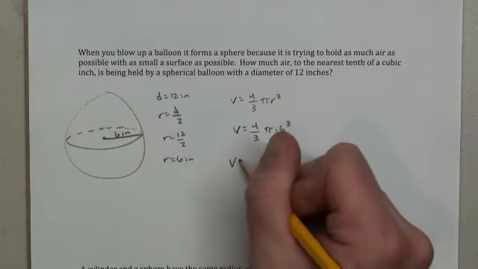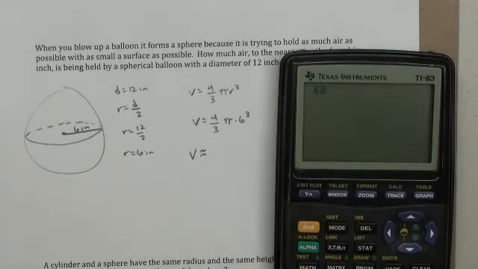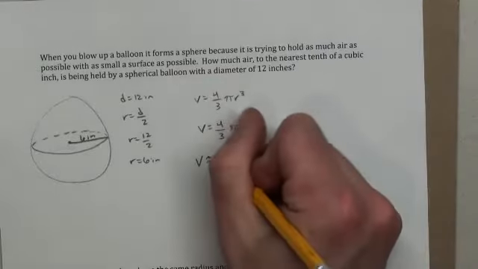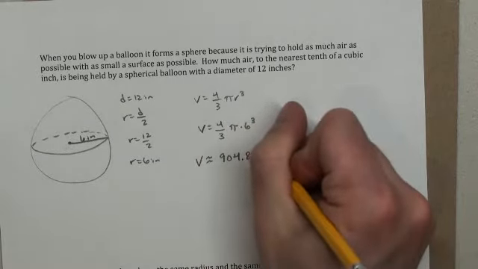Nearest tenth, so the volume is approximately 4/3 times pi times 6 raised to the third power. 904.8. And that's inches cubed.